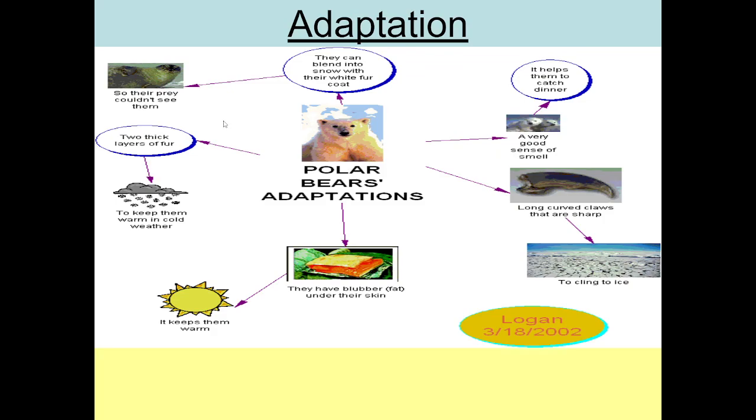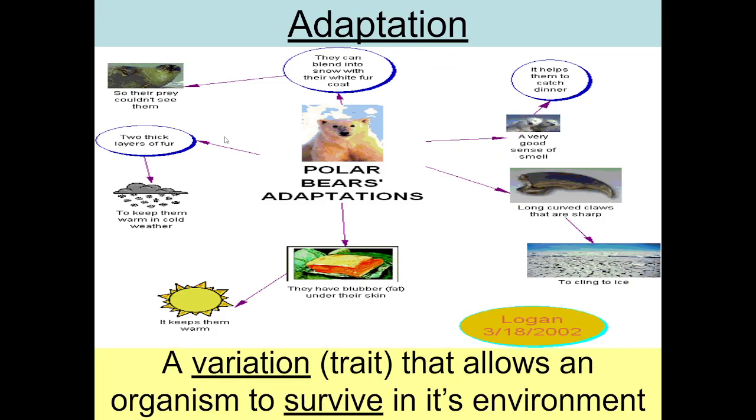Adaptation: a variation that allows an organism to survive in its environment. Polar bears' adaptations: they can blend into the snow with their white fur. They have very thick layers of fur to keep them warm. They have blubber, which is fat under the skin that keeps them warm. They have very long claws to cling onto the ice.